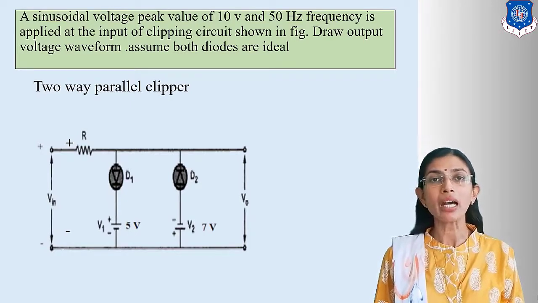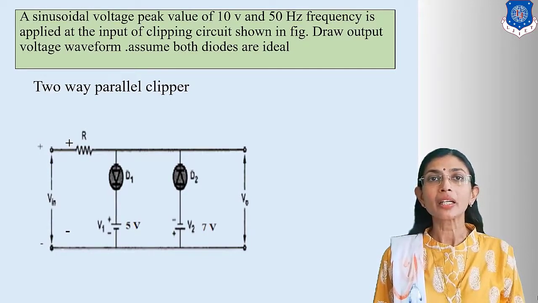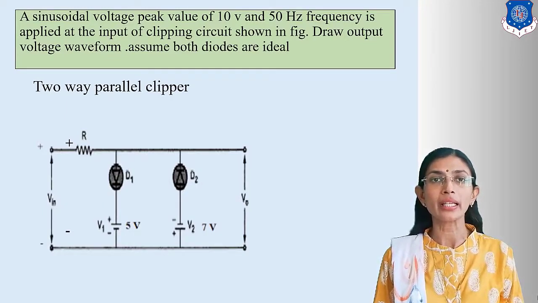It can be asked in the exam as an example that assume both diodes are ideal. The input is of 10 volt, 50 Hz frequency. It is applied at the input of the clipping circuit as shown in the diagram. And the question is, draw the output voltage waveform.